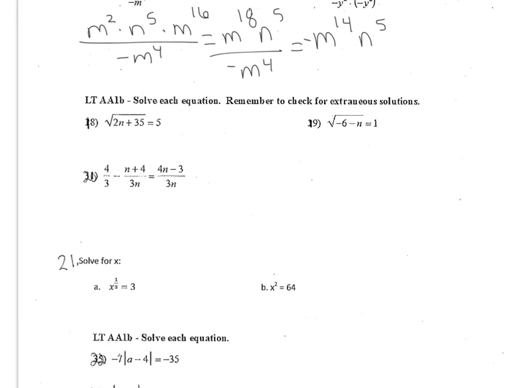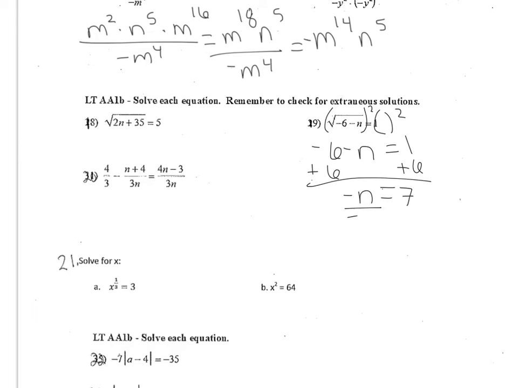Let's talk about these problems down here. The solving ones, remember with square root or cube root, we always want to isolate first. So that means we have to add or subtract, multiply or divide, and then we get rid of the square root by squaring. If it was a cube root, we'd cube it. So negative 6 minus n equals 1. I'm going to add 6, and I have negative n equals 7, and I'm going to divide by negative 1, and n is negative 7.